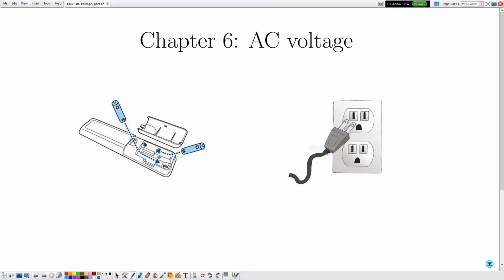In this case, we can deduce that the directions or the polarities of the batteries are important for the functioning of this device. And we have seen this previously. This is given by the DC voltage.